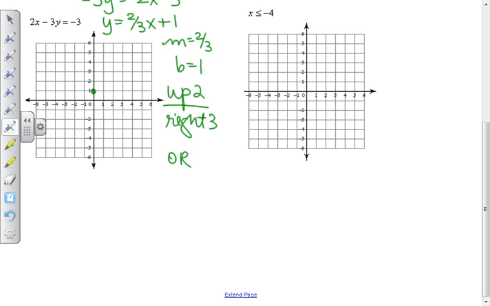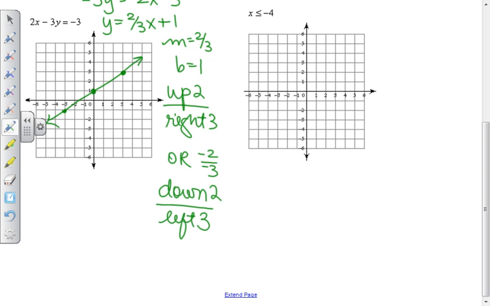Or, if you think about it, -2 over -3 is still positive. I can go down 2, left 3, and end up the same spot. So if I go up 2, right 1, 2, 3, I end up here. If I go down 2, left 1, 2, 3, I am still on my line.